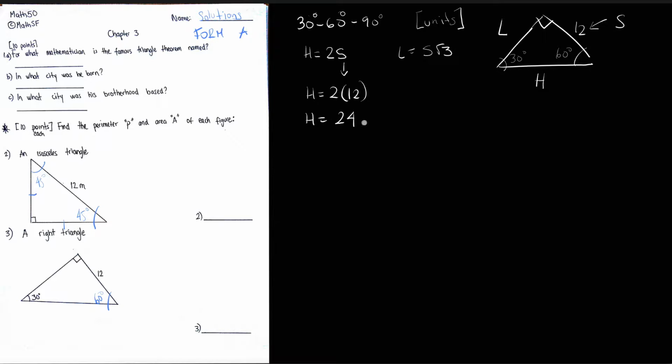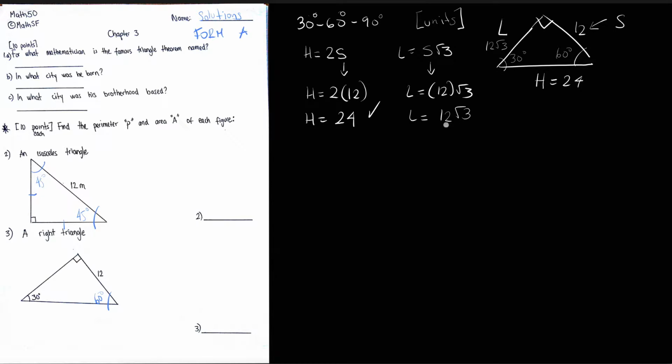So we found the hypotenuse. This is actually equal to 24. And let's find the length of the long side, right? The leg of the long side. Well, I have S once again. So L is equal to 12 times root 3, which is going to be 12 root 3. So this leg here should be equal to 12 root 3. Okay, so now I have all the sides.